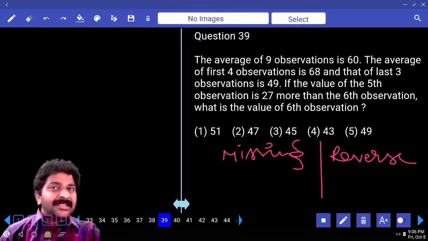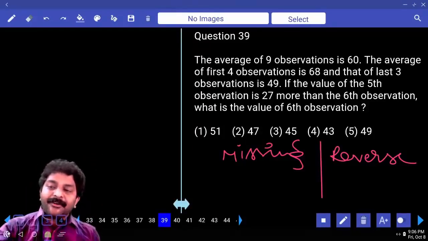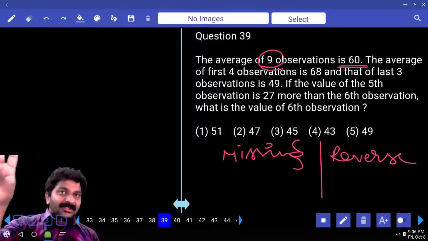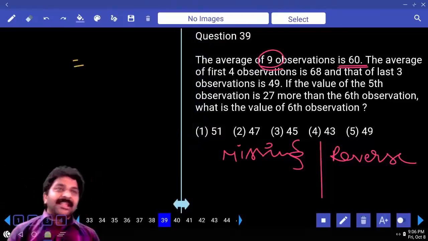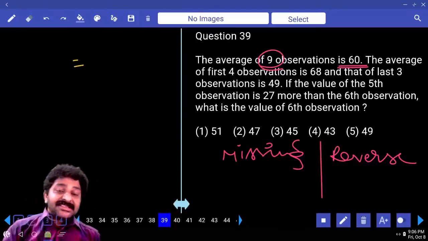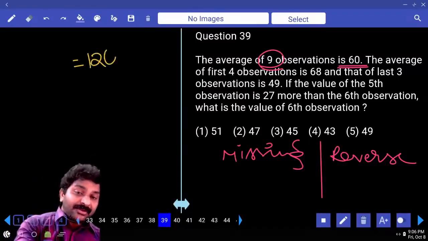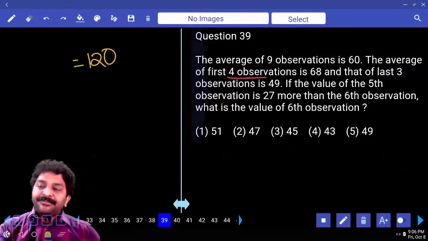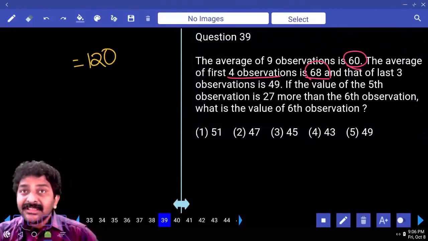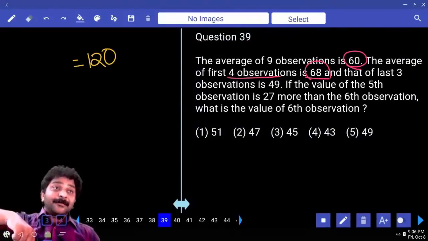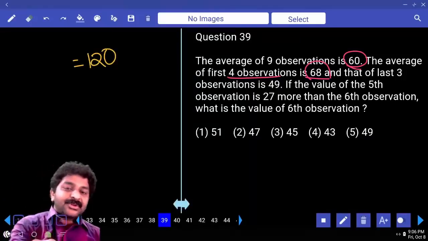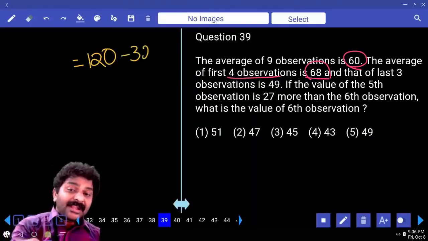How many numbers are missing? What is the average of all numbers? How many numbers are missing? 2 numbers missing. So I'll start by taking the 5th number as 60, and the 6th number also 60. 60, 60, 120. Okay. The average of 4 numbers is 68, which is how much more than the actual average? 8. Like that, how many numbers are there? 4 into 8, 32 more. Reverse effect. So we have to subtract 32.